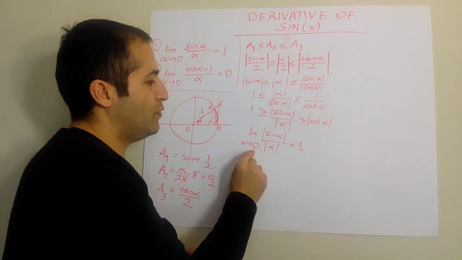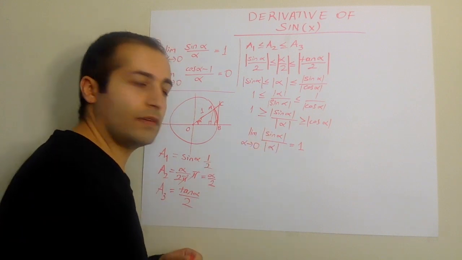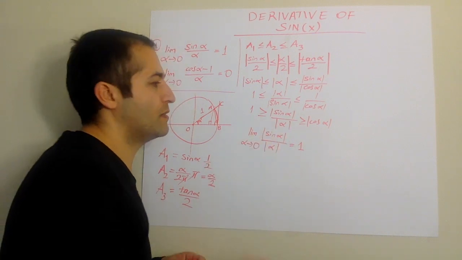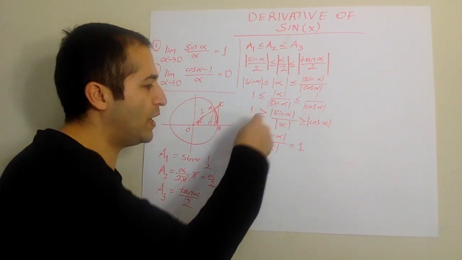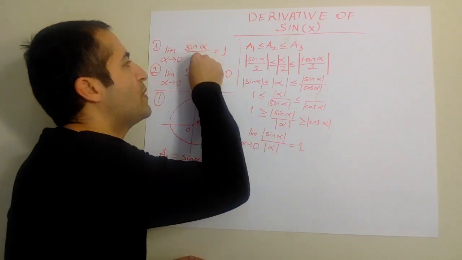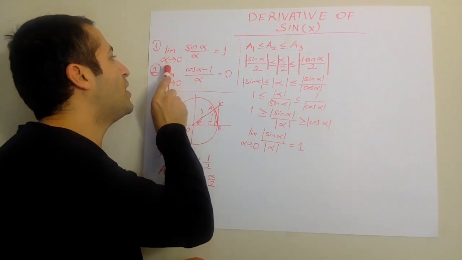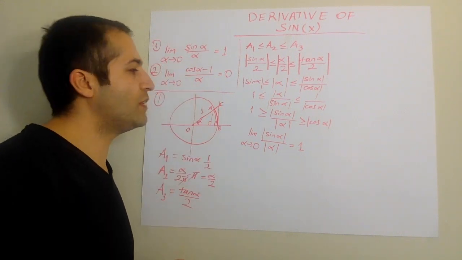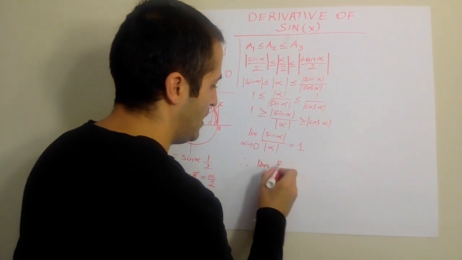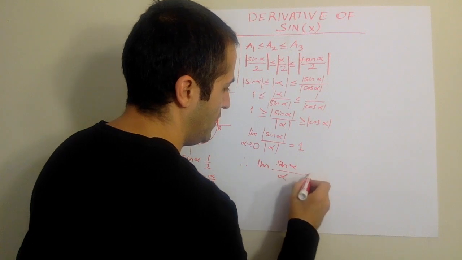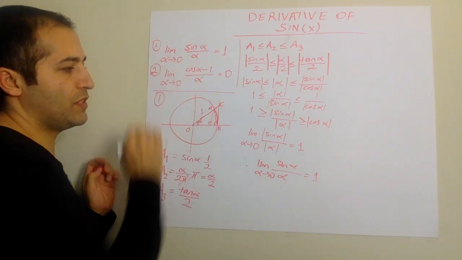And if you approach 0 from the left hand side, alpha is negative, and that means the absolute value of sine alpha is minus sine alpha, and absolute value of alpha is minus alpha. Then the minuses cancel, and it's exactly the same as this expression. So this goes to 1 no matter you approach 0 from the right or from the left. So hence we can say that the limit of sine alpha divided by alpha, as alpha goes to 0, is equal to 1. So we have proven the first expression.